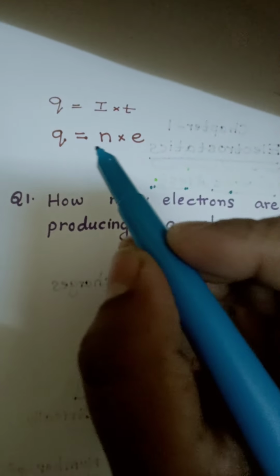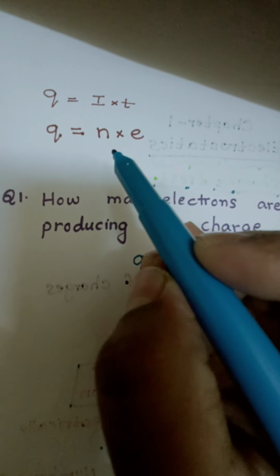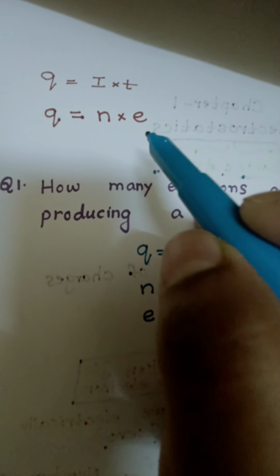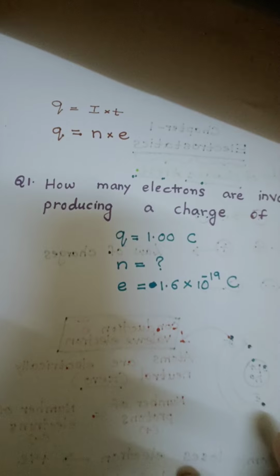We have one more equation for charge, that is Q equals NE, where N is the number of electrons and E is the charge of electron. Let's use this equation now.